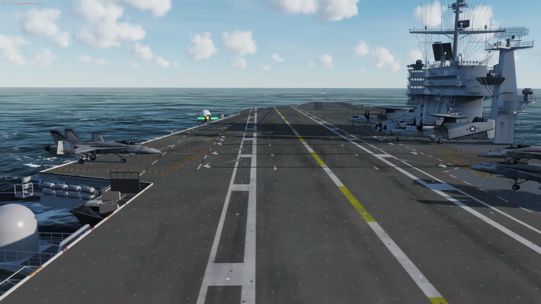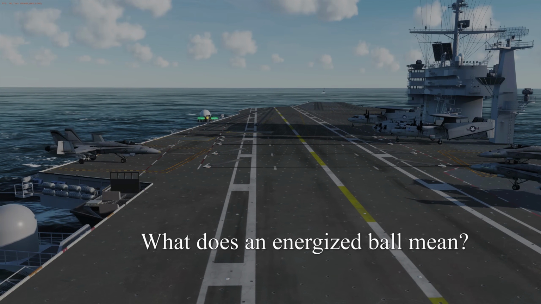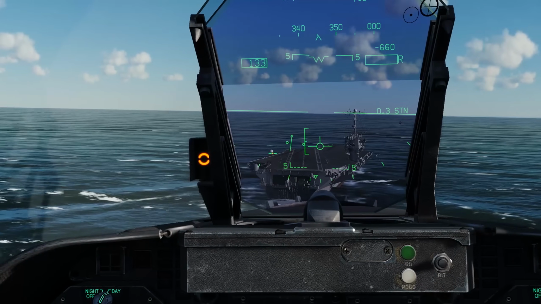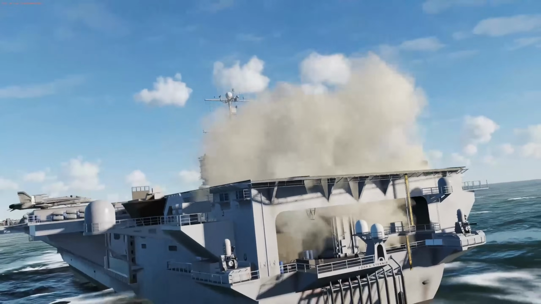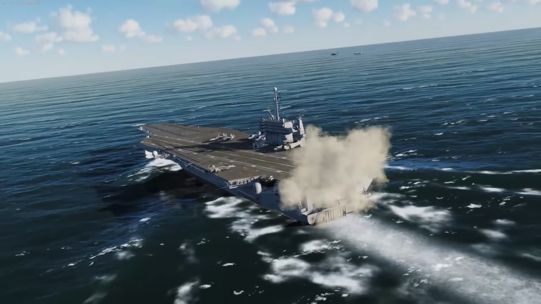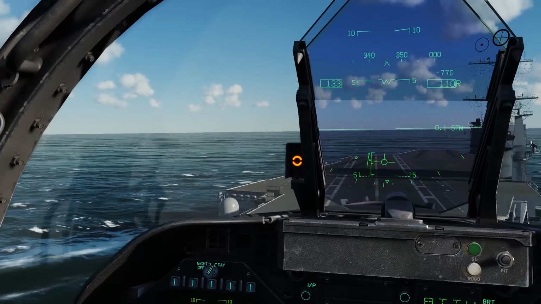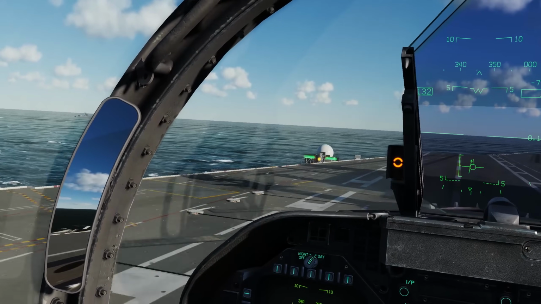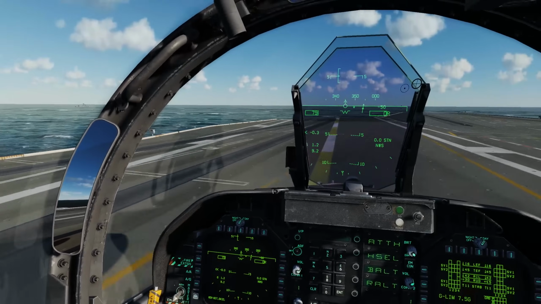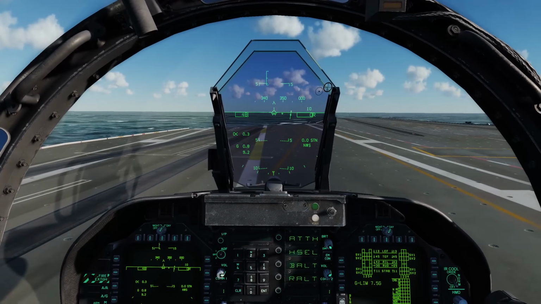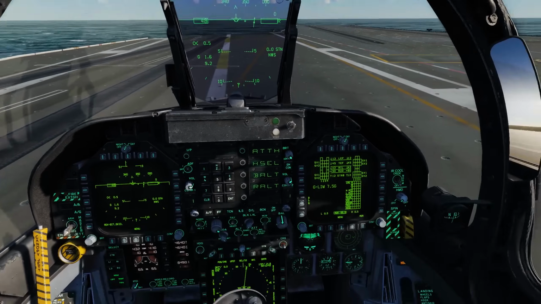What does an energized ball mean? Basically, you want to keep the ball high rather than low. A low ball can be disastrous for you and, more importantly, the ship. No one cares if you die, but if the ship gets damaged and the mission has to be restarted, well, that's something we will care about. If the ball is high, the worst case is you bolter or get waved off, but slamming into the back of the boat, that's just embarrassing.